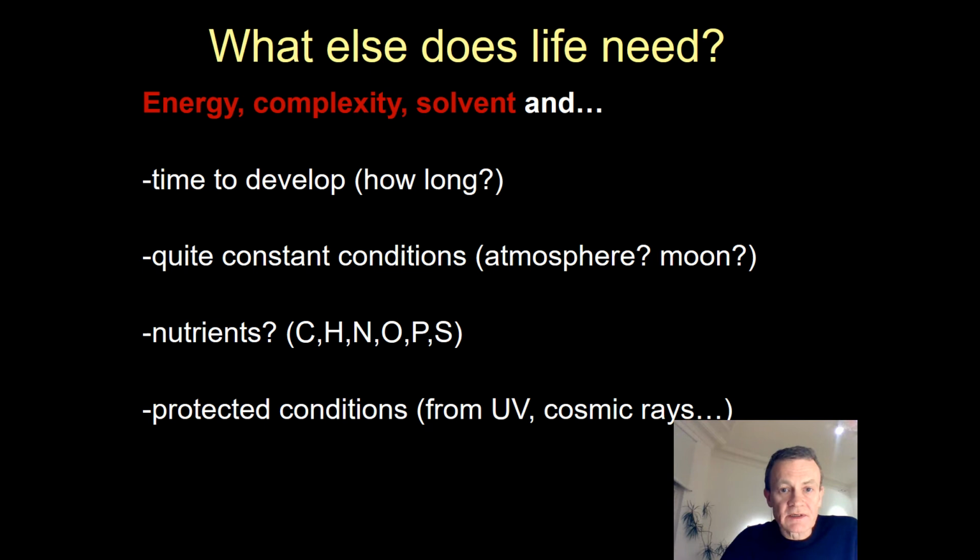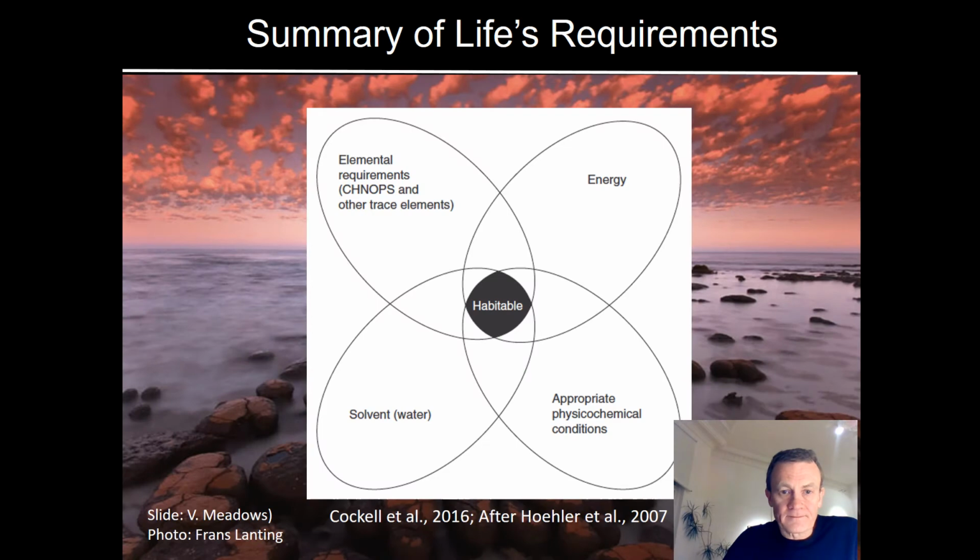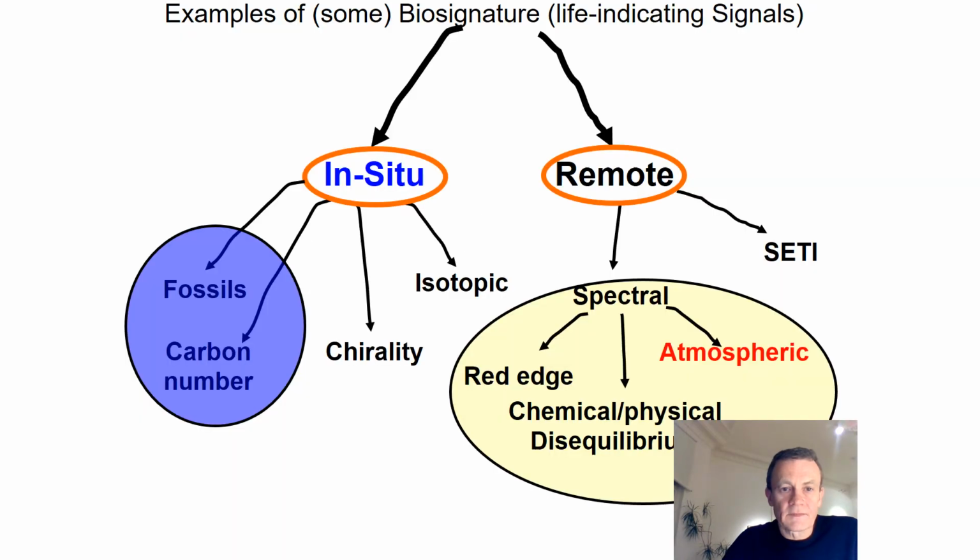Life also needs time to develop. It likes constant conditions. It needs nutrients, the so-called CHNOPS, and it needs some protected conditions from harsh UV or from cosmic rays. Here's a summary of life's requirements. So the CHNOPS on the left, energy, appropriate conditions, and a solvent, water.